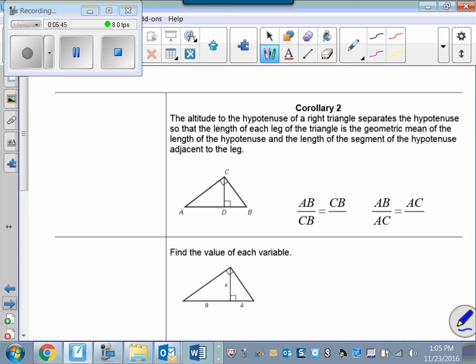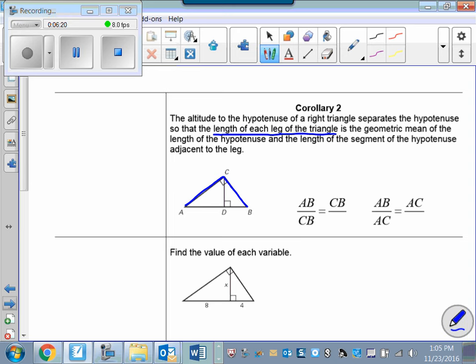The altitude to the hypotenuse of a right triangle separates the hypotenuse so that the length of each leg of the triangle, so when I say the length of each leg of the triangle, I'm talking about these two, AC and BC. The length of each leg of the triangle is the geometric mean of the total length of the hypotenuse and the length of the segment of the hypotenuse adjacent to the leg. Whew, I know that's a lot.